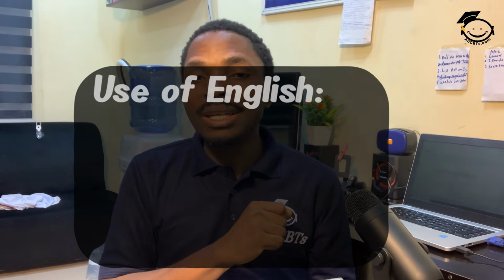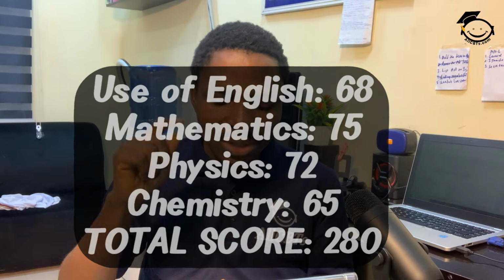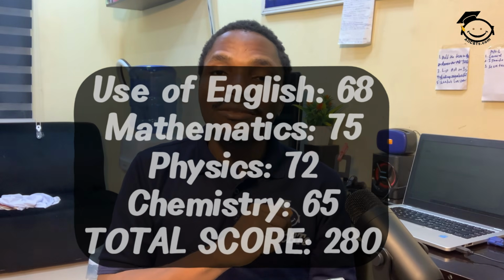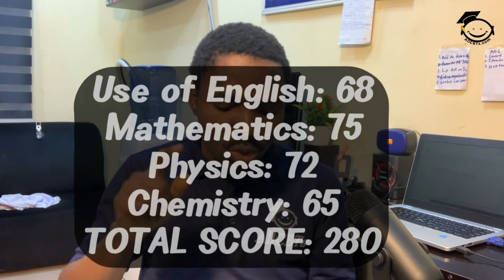So your total JAMB score is the score you got for subject 1, 2, 3, 4 added together. That will give you the total JAMB score. So let's say, for example, you had English 68, mathematics 75, physics 72, chemistry 65. By the time you put all that together, you have 280. 280 is your JAMB score. 280 over what? 280 over 400.